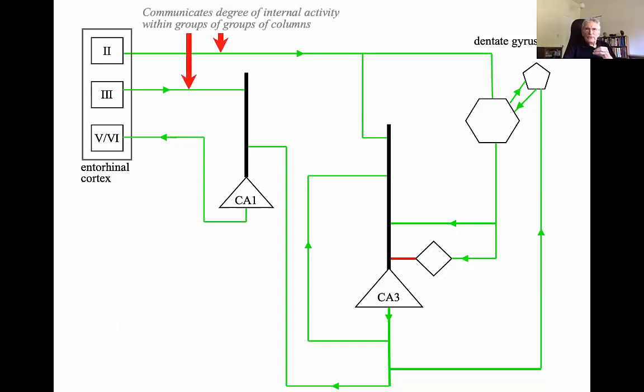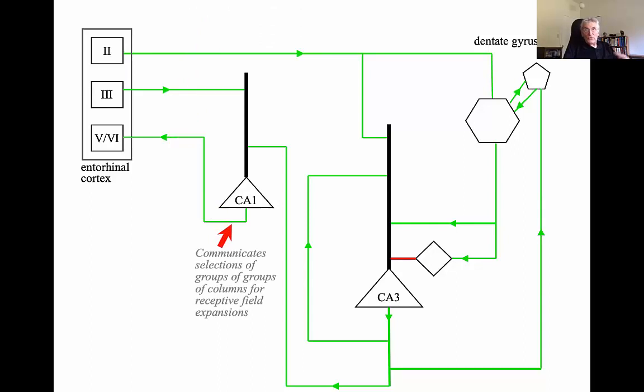Now, the inputs from the entorhinal cortex indicate strong internal activity in groups of cortical columns. And those inputs go to pyramidal neurons in CA1, pyramidal neurons in CA3, and granule cells in the dentate gyrus. And all these populations develop receptive fields corresponding with extremely large groups of columns that have expanded their receptive fields at similar times in the past. Outputs from CA1 drive receptive field expansions across the cortex.